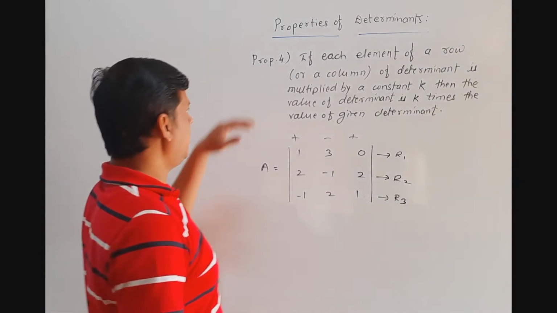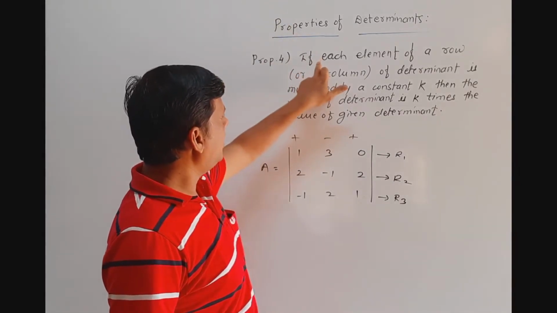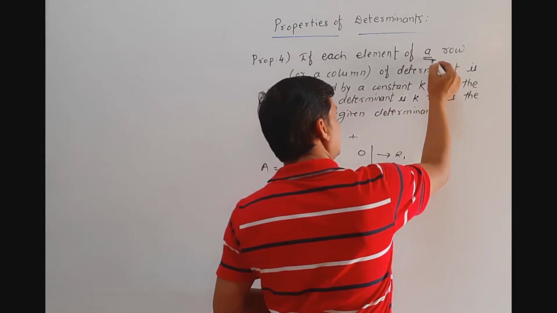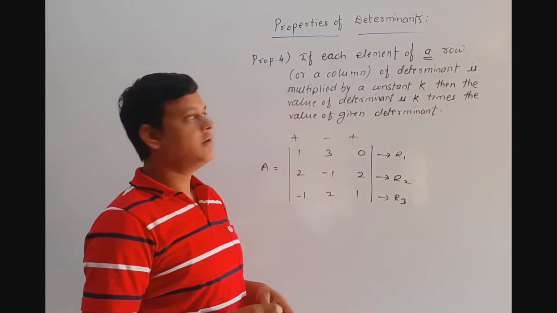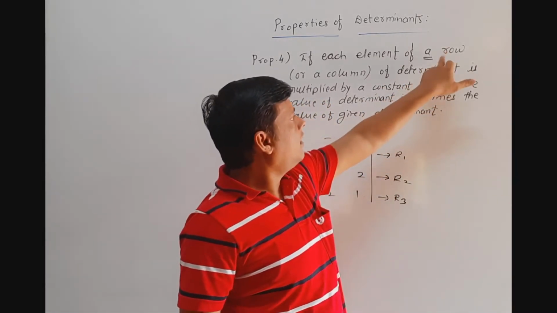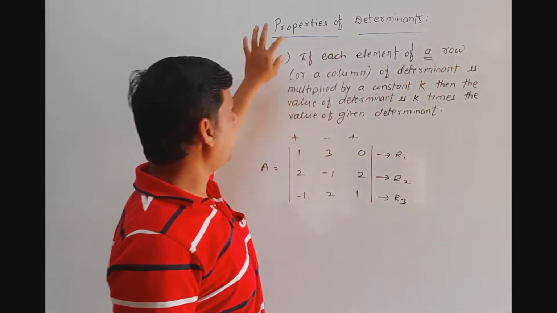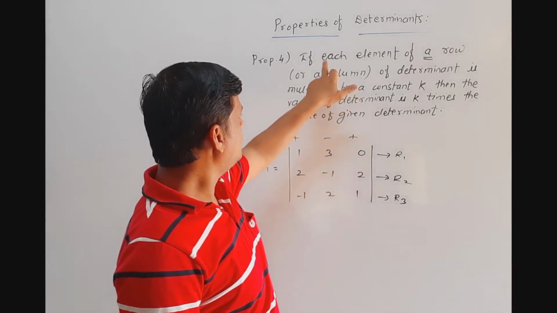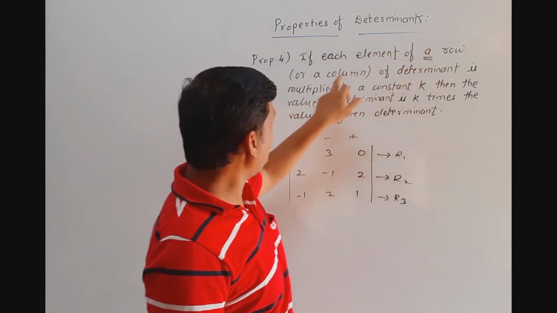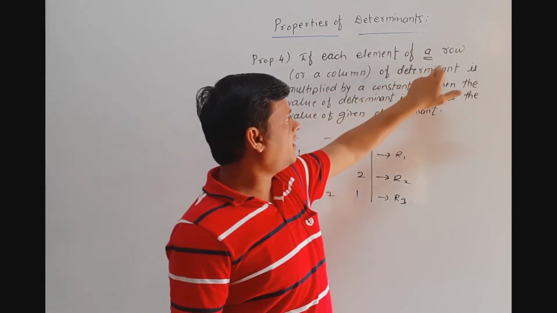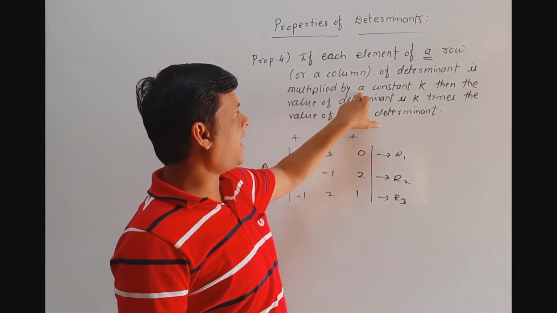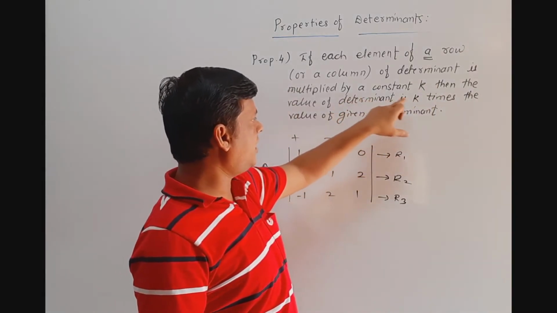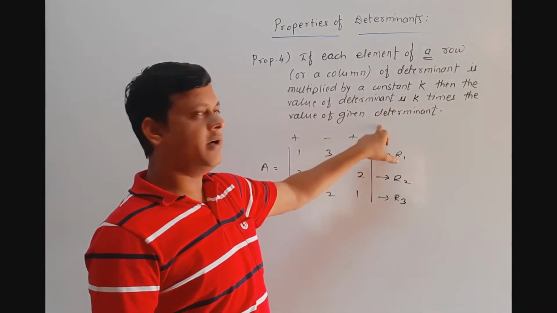Now next property, property 4. If each element of a row, here underline this word, a row, that means we consider here a single row or single column. So if each element of a row or a column of a determinant is multiplied by a constant k, then the value of the determinant is k times the value of the given determinant.